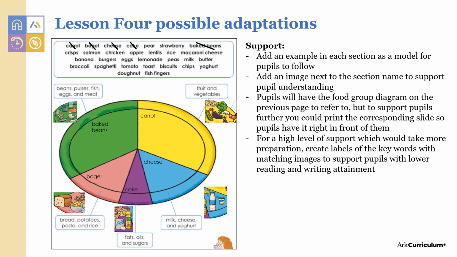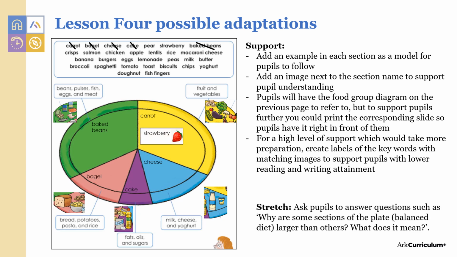And for a higher level of support, which would take more preparation, create labels of the key words with matching images to support pupils with lower reading and writing attainment. Stretch pupils by asking them to answer questions such as, why are some sections of the plate, balanced diet, larger than others? What does it mean?